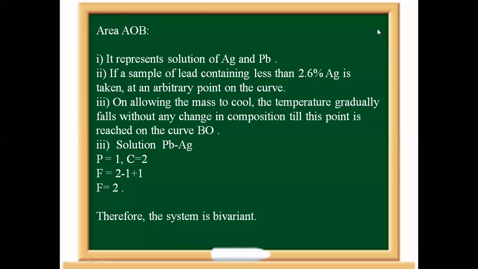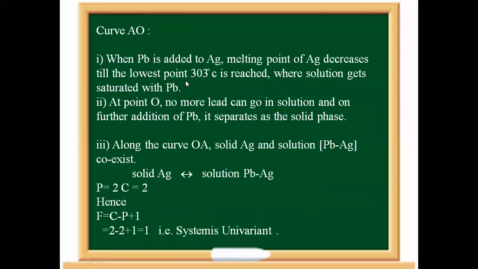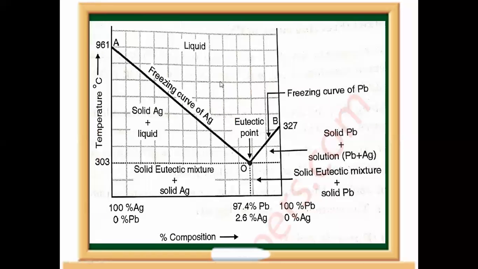Okay. Now this area AOB represents solution of silver and lead. ठीक है? So if I take you over this overall area AOB, there is only liquid lead and liquid silver. So there is a solution of lead and silver. There is only one phase existing, so when there is one phase and two components, what can be the degree of freedom?